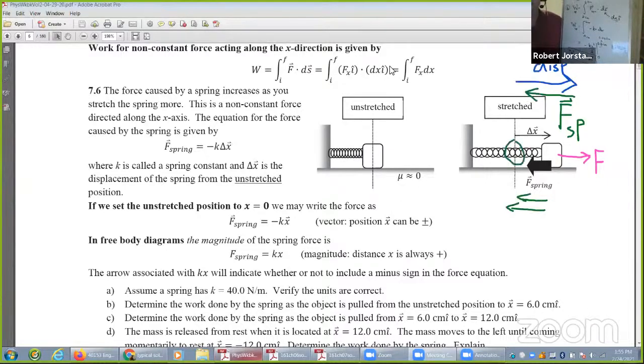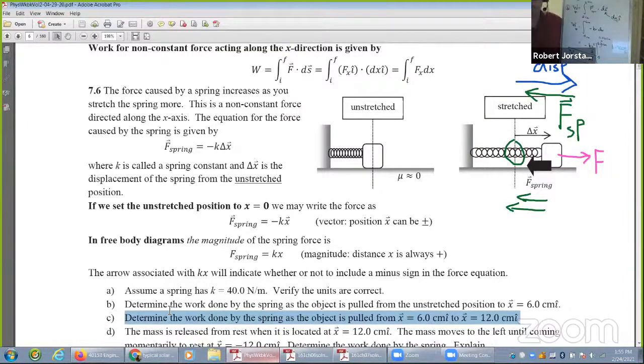Okay. Now, look at this next question. We're going to stretch it from 6 to 12. Hopefully you're not looking at the answers right now, but if you are, you already know the answer. Do you think the work is going to double? Do you think it's going to quadruple? Instead of going from 0 to 6, we're going to go from 6 to 12. What's your gut tell you? Is the work going to double, triple, quadruple? Is it going to be the same? You're stretching it the same distance.